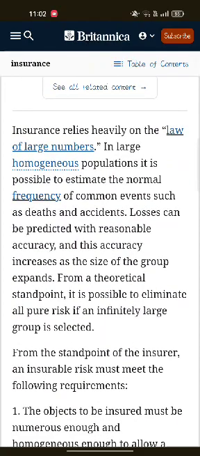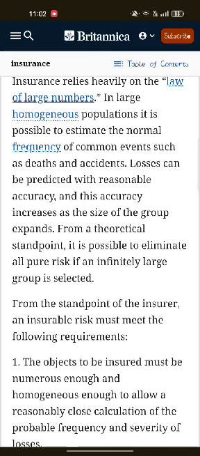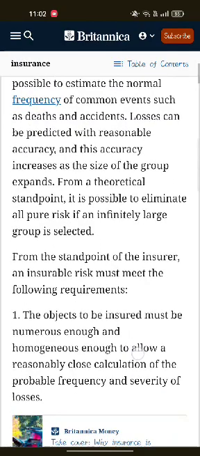Insurance relies heavily on the law of large numbers. In a large homogeneous population, it is possible to estimate the normal frequency of common events such as death and accident. Loss can be predicted with reasonable accuracy, and this accuracy increases as the size of the group expands. From a theoretical standpoint, it is possible to eliminate all pure risk if an infinitely large group is selected.